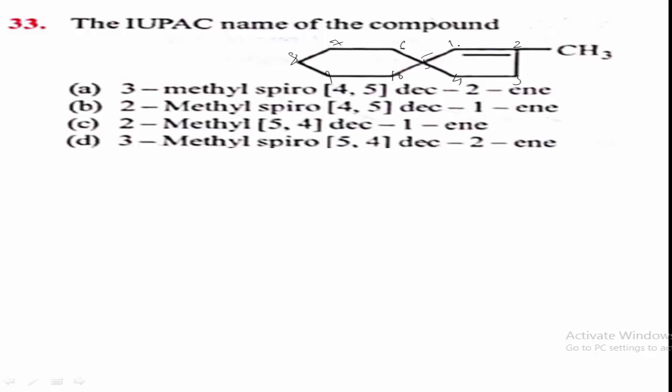Okay, try the IUPAC name. Which substituent group is present here? Here the second carbon atom contains a methyl group. Therefore, first I write 2-methyl. And as is common for spiro compounds, I use spiro. In brackets, first I write the lowest number of carbon atoms containing ring, 1, 2, 3, 4.